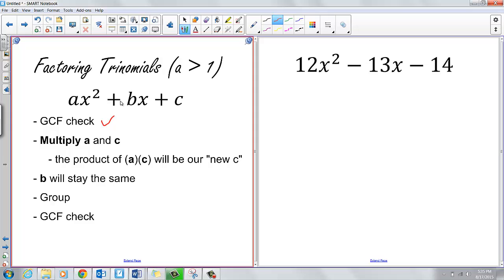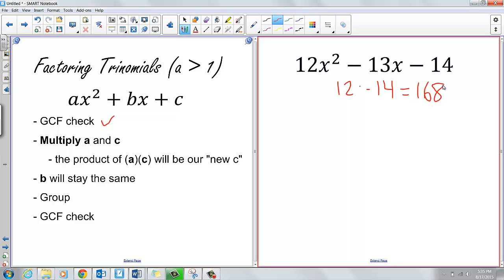That's the ugliest check mark ever, but don't judge me. So we checked our GCF. Now we have to multiply a times c. So 12 times negative 14. Okay, so that should be 168. That's negative, of course. Don't want to forget that. Okay, so that becomes our new c.